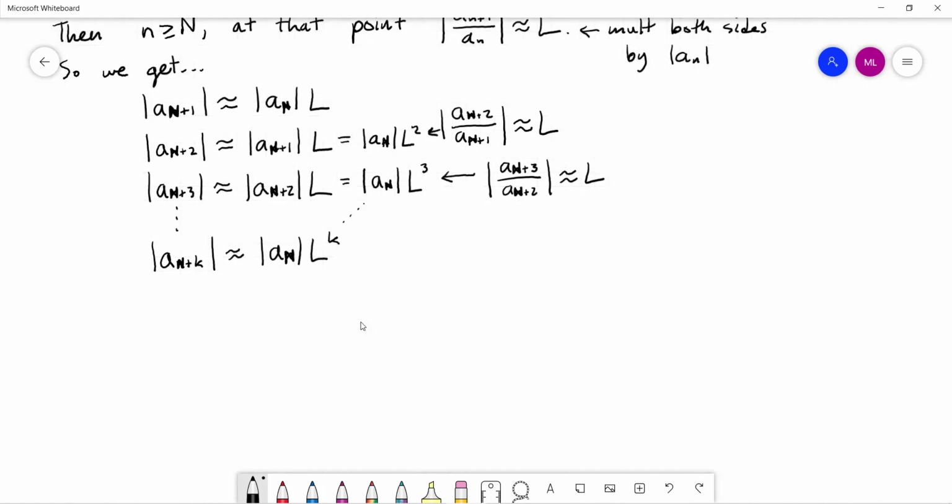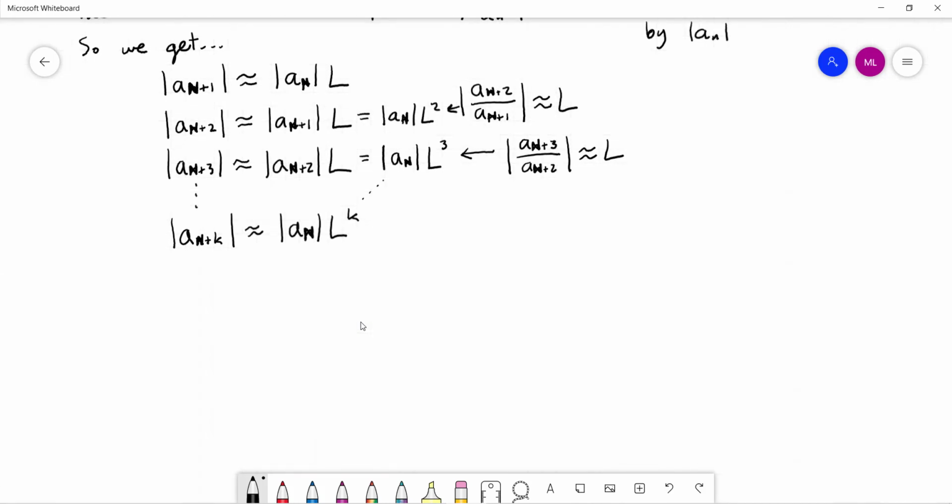So how does this help us? Well, if we go back to the original series that looked like this, the sum of a sub n from n equals 1 to infinity, I can rewrite that as the sum from n equals 1 up to that capital N value of those a sub n's, plus the sum starting at that capital N value up to infinity of those a sub n's. So I basically just split this into two pieces.